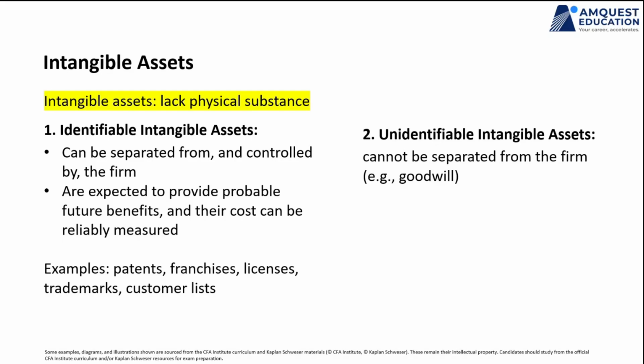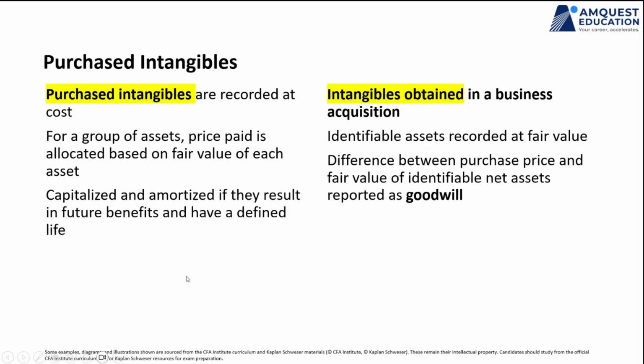What do I mean when I say you cannot separate it from the firm? You cannot sell goodwill to someone, right? You can sell your patents, you can sell your franchisees, you can sell almost each asset on the balance sheet individually. But goodwill is one asset which you cannot sell individually. Goodwill is an asset that can be sold with the entire firm, or an asset which you cannot sell at all. You will have to keep it with the firm. Now, how do intangible assets come to the balance sheet? Intangible assets can be purchased, and when they are purchased, they are recorded at cost.